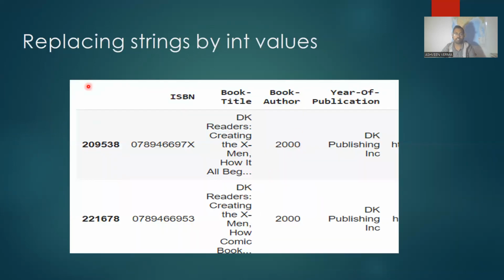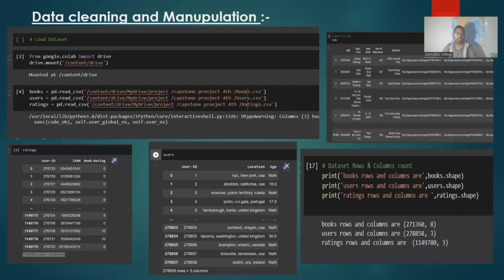So replacing the string by int value. So this is the dataset, and load dataset, where here you can see the ISBN number, book titles, book authors, and year of publication. So quickly, what I have done in my dataset, first of all, I have imported from my drive, where I put my data, and this is the data path which I have extracted from my Google Drive.